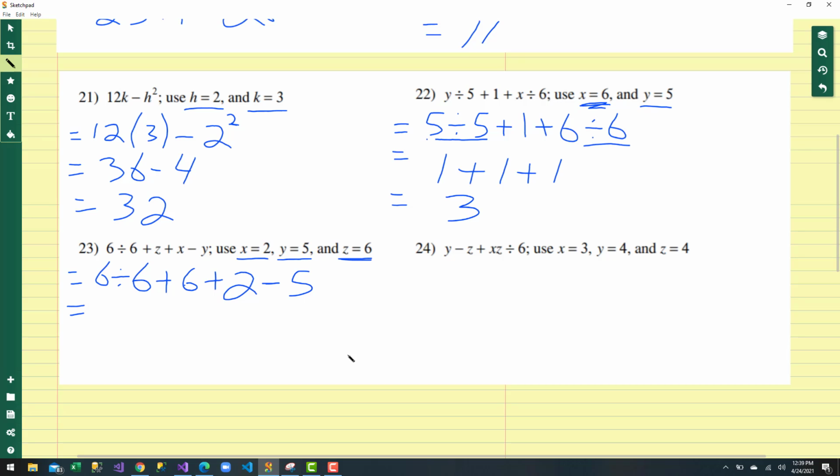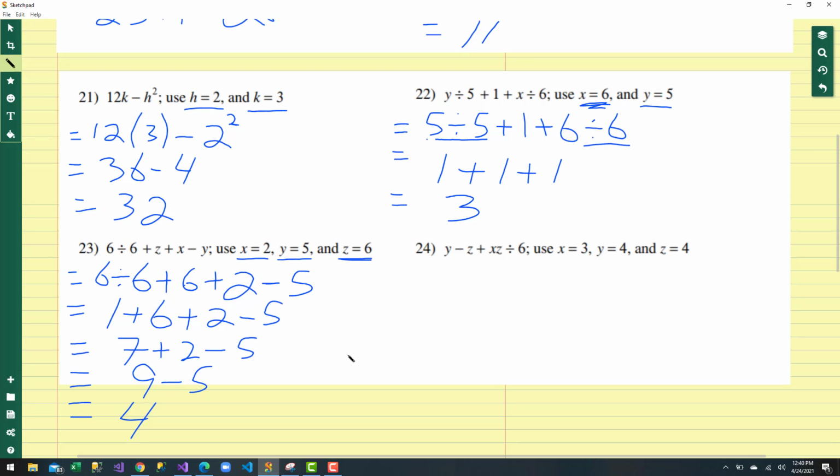All right, PEMDAS, right? So division first. So I have 6 divided by 6, which is 1. Copy the rest of it. Remember, one step at a time. So 1 plus 6 is 7. Plus 2 minus 5. And finally, we have 7 plus 2 is 9 minus 5. And 9 minus 5 is 4. Perfect.